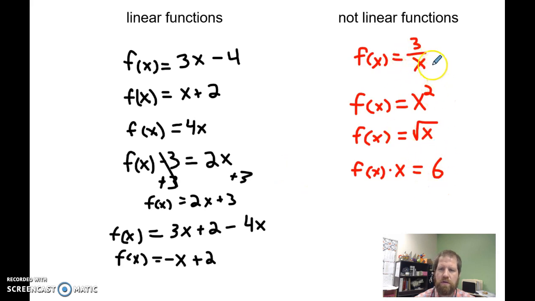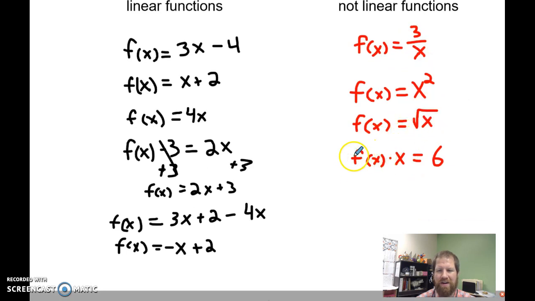Once again, these are the most common, although not all of the non-linear functions. Anything with an exponent, that's probably the most common. If you're ever dividing by the variable, so your variable is on the bottom, that's not going to be linear. A square root of your variable is not linear. If you're multiplying your f of x times x, that's not linear. That's the same as the old y times x, and that wasn't linear either. So anything like this will give you a non-linear function. All right, and that is all.